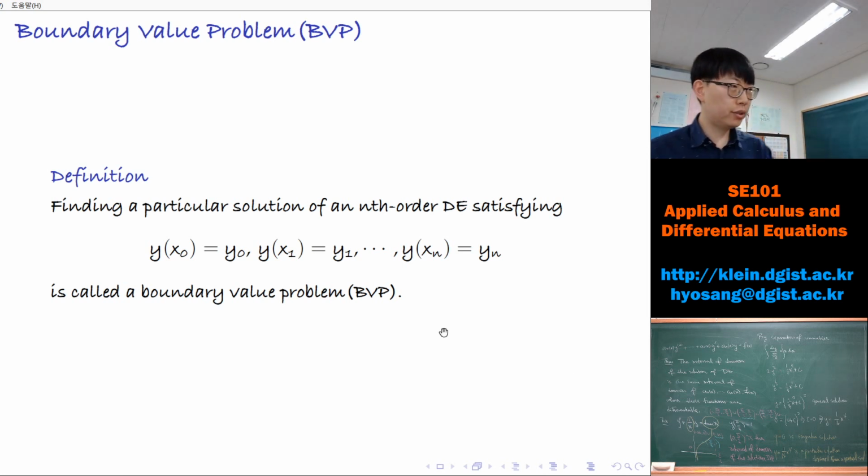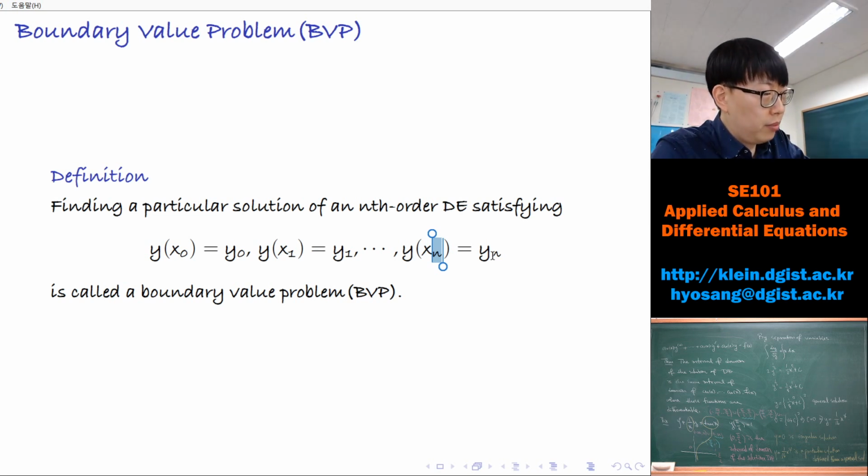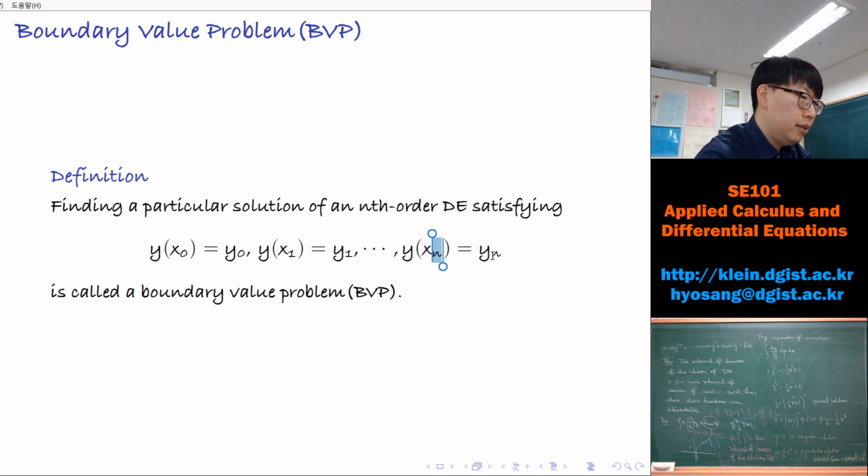Okay, let's do this. So we have a boundary value problem. So it's different from the initial value problem. So what is the boundary value problem? Finding a particular solution of nth order differential equation satisfying, so this is also a typo, this is up to n minus 1, is called a boundary value problem. So you see there are n equations starting from x0 to xn minus 1. This is a typo in the slide.